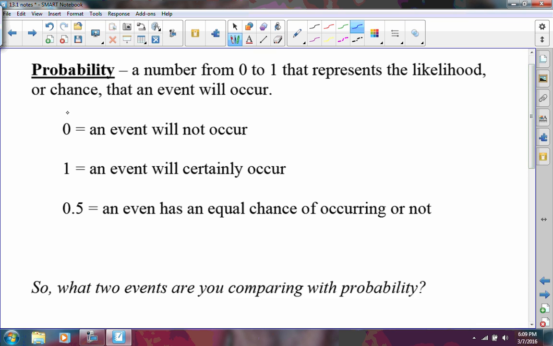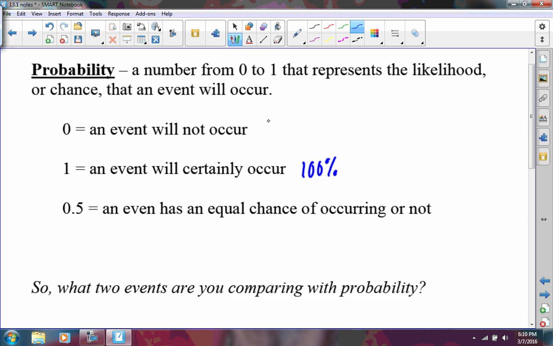So if your probability is 0, that means you have no chance for the event to occur. It's not going to occur at all. And if your probability is 1, that's kind of like 100%. So it's a 100% chance that that event is going to happen. That event will definitely occur.